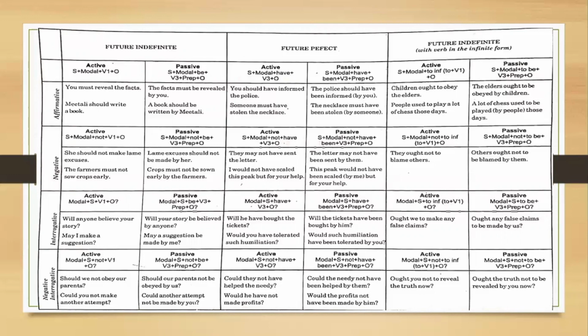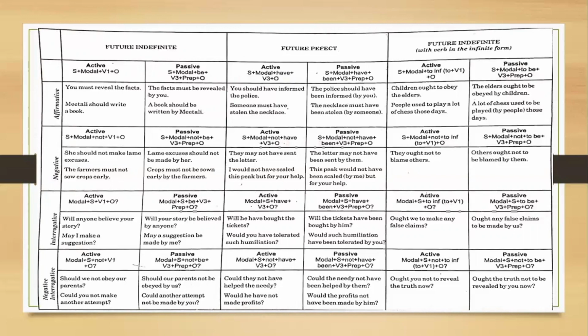Mitali should write a book. A book should be written by Mitali. She should not make the excuses. Lame excuses should not be made by her. The farmers must not sow crops early. Crops must not be sown early by the farmers.